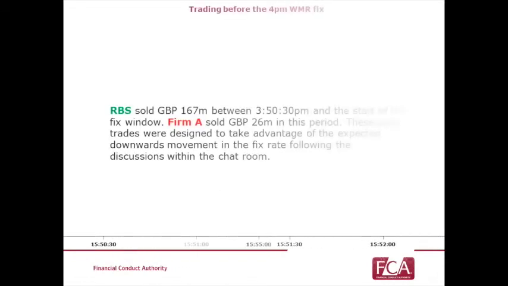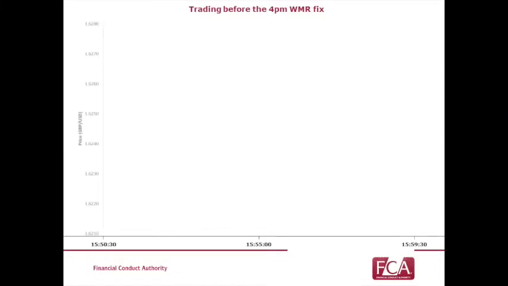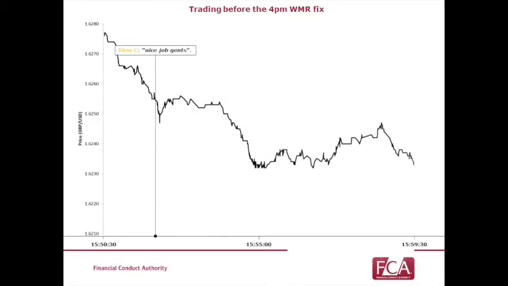In the 10 minutes immediately before the fix window, RBS sold a total of 167 million sterling and Firm A sold 26 million sterling. Together, they accounted for 28% of all sales on the Reuters platform during this period. The sterling dollar rate steadily dropped from 1.6276 to 1.6233. These early trades were designed to take advantage of the expected downwards movement in the fix rate following the discussions within the chat rooms described above. 8 minutes prior to the fix, Firm C commented, "Nice job, gents."